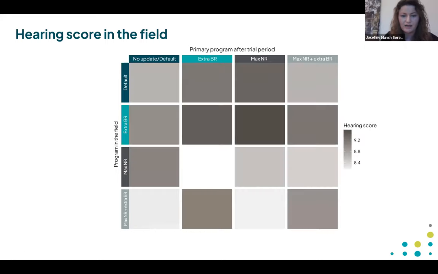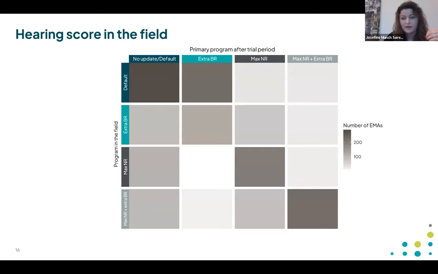So instead, I have colored each of the tiles by the average hearing score for each of these programs. So the higher the score, the darker the color. So if people choose to update to the program that they gave the highest score, we would see a highlighted diagonal, but we do not. And that does not necessarily mean that people are not preferring this program in a certain situation, but it means that we cannot determine it from how high they are scoring these programs.